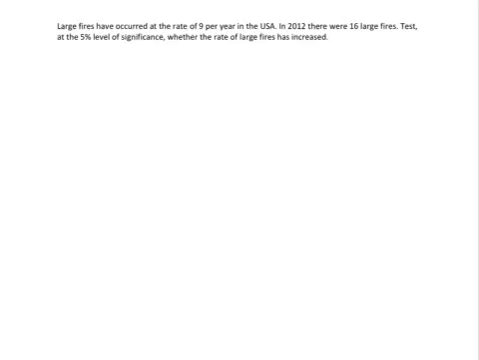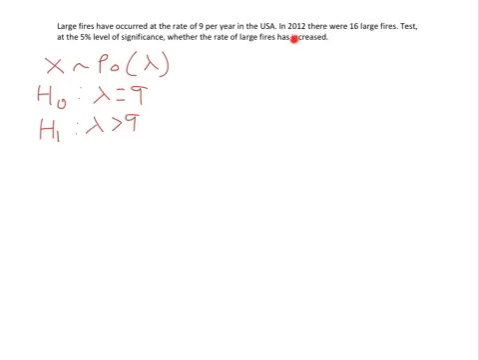Right, here we have a Poisson distribution question because the large fires have occurred at the rate of 9 per year. So because it's Poisson, we can say that X, the number of fires, has a Poisson distribution, and the null hypothesis is that lambda is 9, and the alternative hypothesis is that lambda is greater than 9, because we've got to see whether the rate has increased. So it's a one-tailed test. Let's use a 5% significance level.